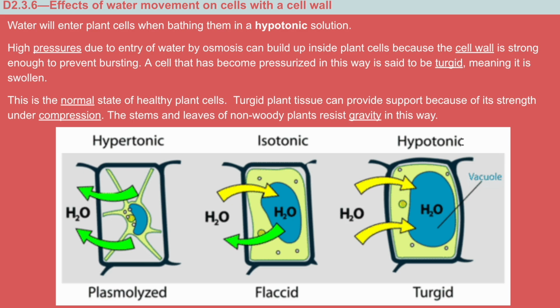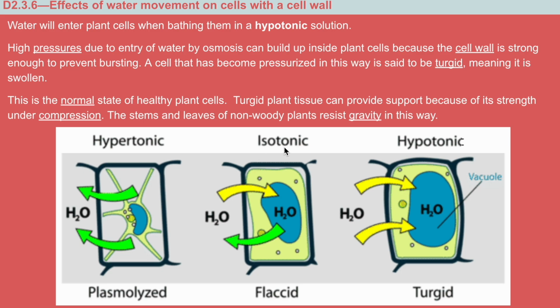All right, what about when we have plant cells? Plant cells can withstand high pressure when water moves in because of how strong their cell walls are. If water is moving in because this plant cell is in a hypotonic solution, we're going to see high turgidity. It's going to have lots of pressure of that water moving in. This is the normal state of plant cells. This is what helps plants stay upright and not wilt.